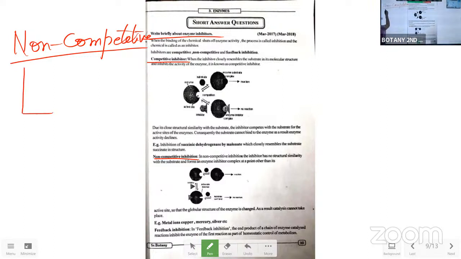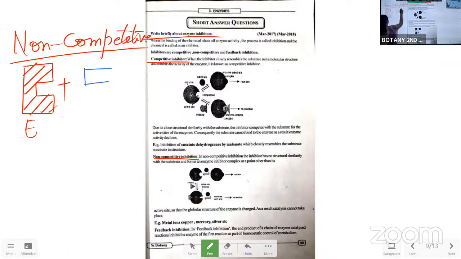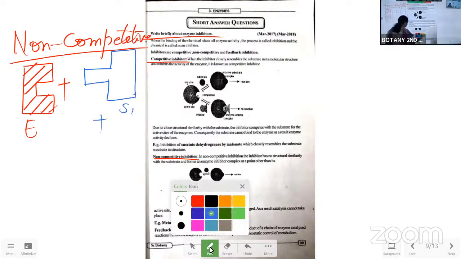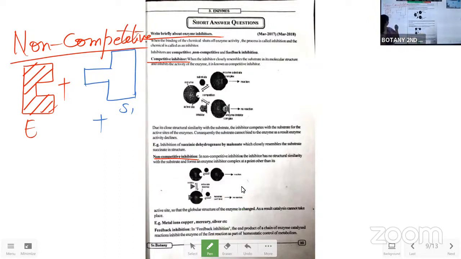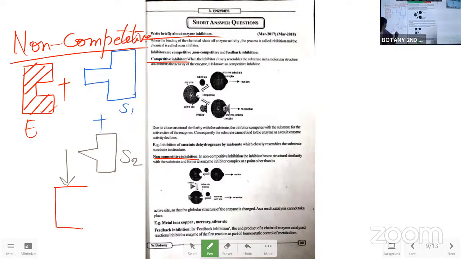See, this is the enzyme, which will have the substrate. This is the substrate 1, and the inhibitor has a different structure than the substrate. But it will stop the rate of reaction over here. How? It goes and combines to the enzyme opposite to the enzymatic groove. This is the enzyme.